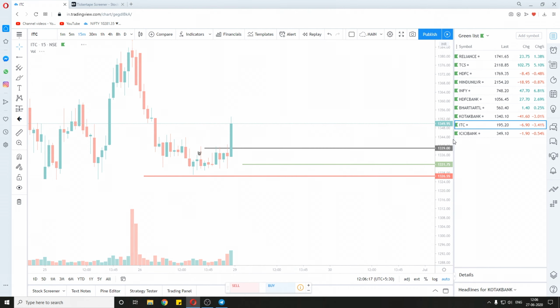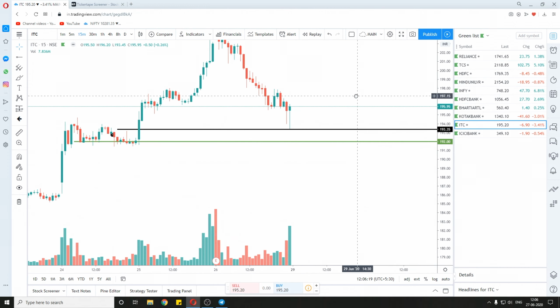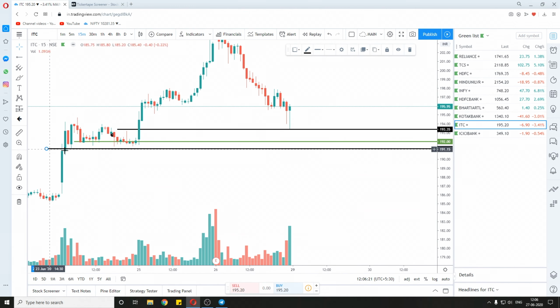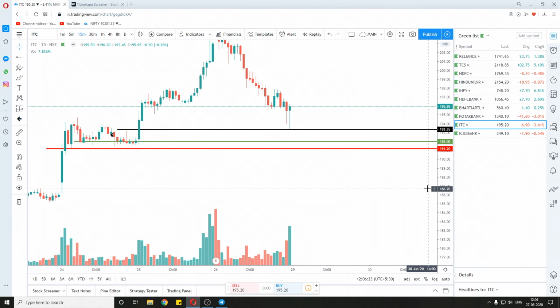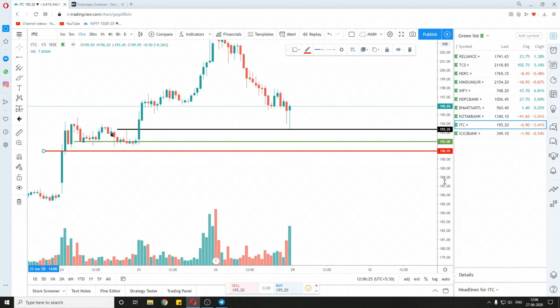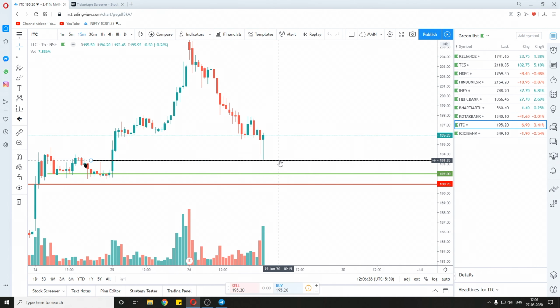So we have set up two trades, an ITC trade. So if this stop loss comes here at 191, we can place a small. So we'll get an alert here. We will place our buy order there. Our stop loss is there.